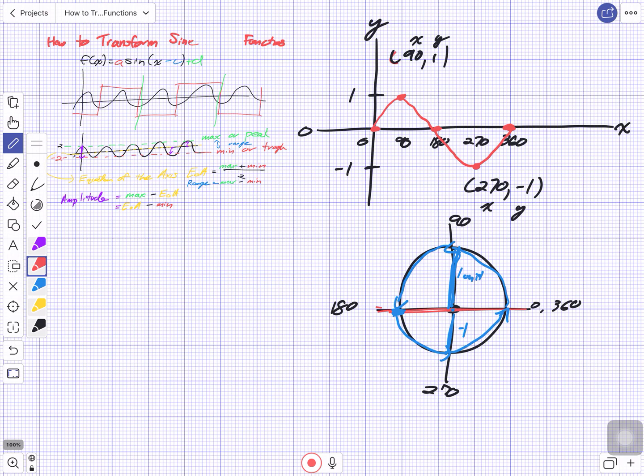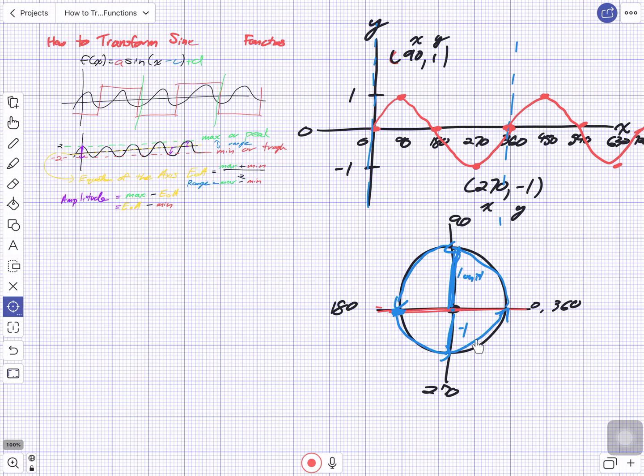A period of the function is how long it takes for something to repeat itself. So I could continuously draw this again. The next important point would actually be 450, and then 540, and then 630, and then 720 over there. So I could repeat this. This would go back up to 1, to 0, there, to there. And this would continue as long as I just kept going around and around this circle here.